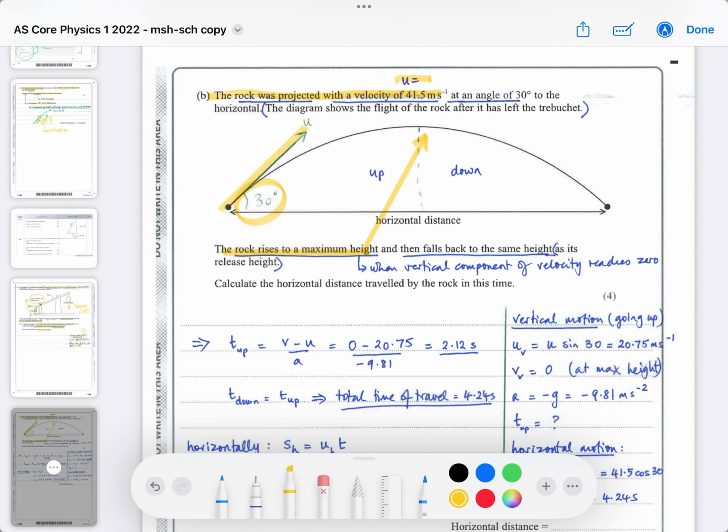Now what you've got to realize is the time to go up is equal to the time for it to come down, because gravity gives the same acceleration and deceleration. So it decelerates going up and then accelerates at the same rate coming down. So it falls back to the same height. Yeah, so the same height will be here.